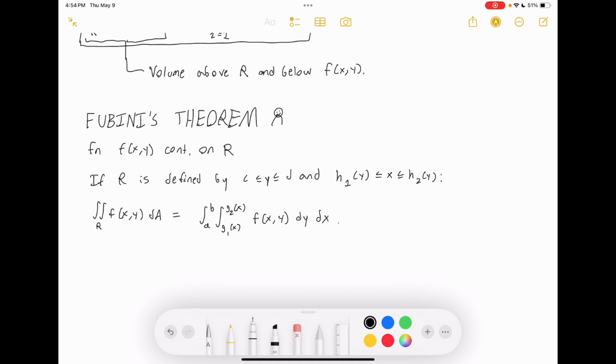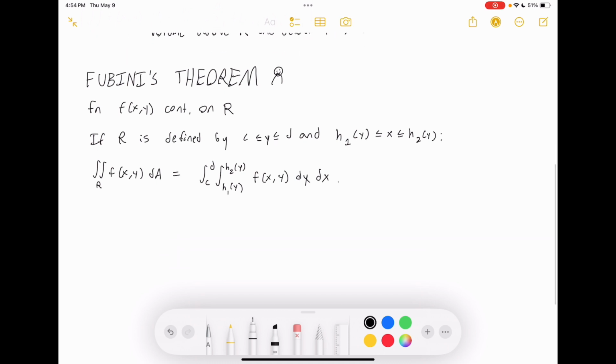This is just transferring it for a different variable. You can just change this out for c and d and this out for, yeah, same idea. Here we have d up top, c on the bottom, h, y, y. And you just swap this order.